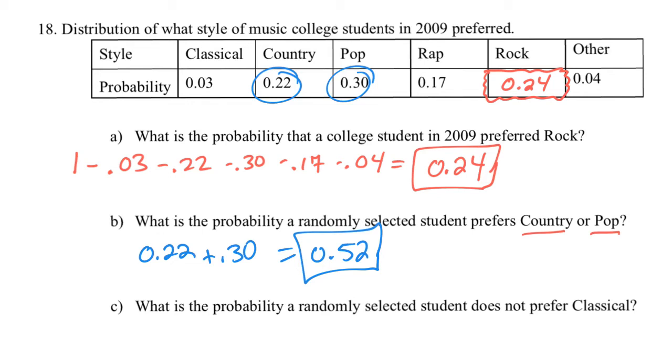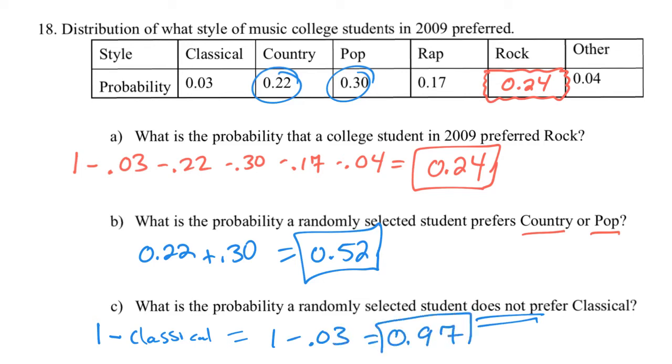Letter C, we want to know what is the probability a randomly selected student does not prefer classical. So does not prefer classical means they prefer everything else. So what we can do is just do 1 minus the classical, which in this case is going to be 1 minus 0.03, which is 0.97. So the probability that a student does not prefer classical is 0.97.